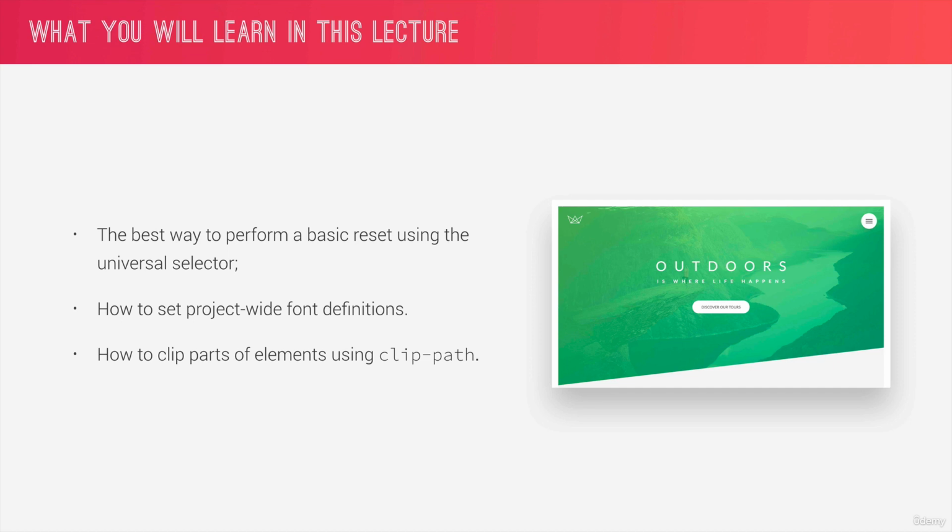So in this lecture, you're going to learn the best way to perform a basic reset using the universal selector, and how to set up project-wide font definitions. This might not be really new to you, but we still have to do this whenever we start a new project. Now, what probably is new to you is to clip parts of elements using the new clip-path property. And so that's the first real new modern CSS you're going to learn. So let's do that right now.